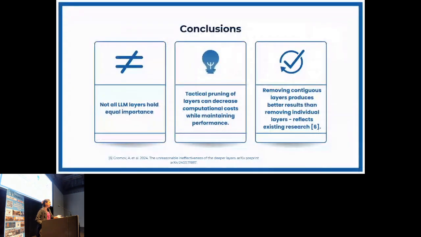So our conclusions here are that not all LLM layers are created equal. Tactical pruning of layers can decrease computational costs while maintaining performance. And also removing contiguous layers, so our first 6 transformer layers, can actually produce better results than removing individual layers. And this reflects existing research.